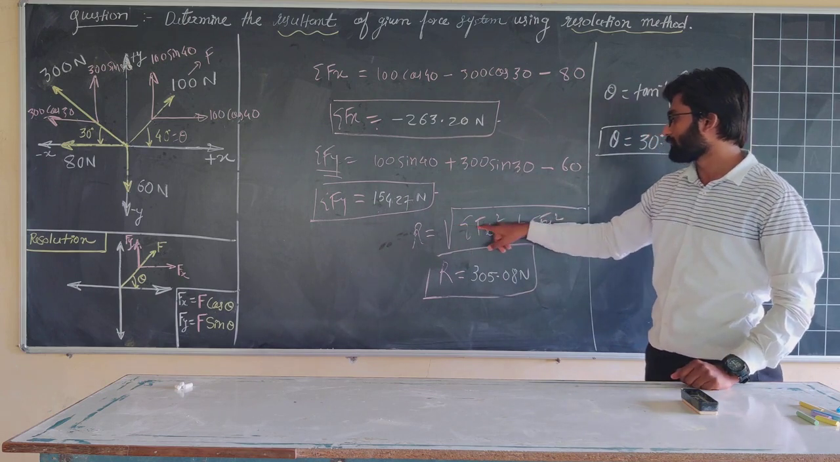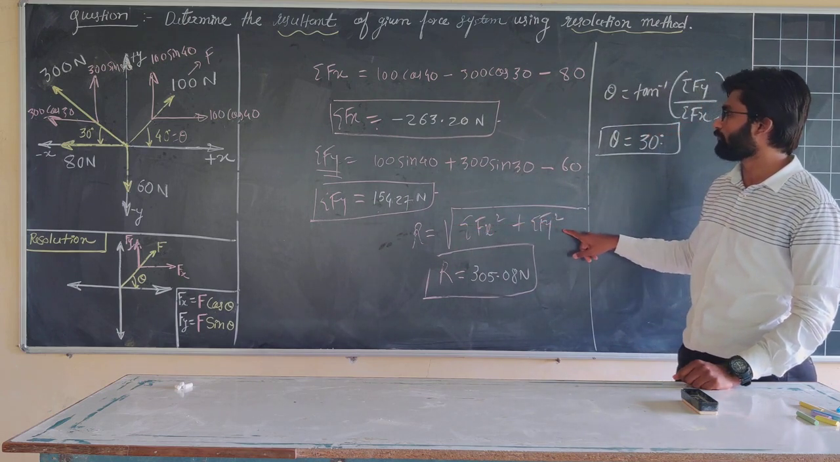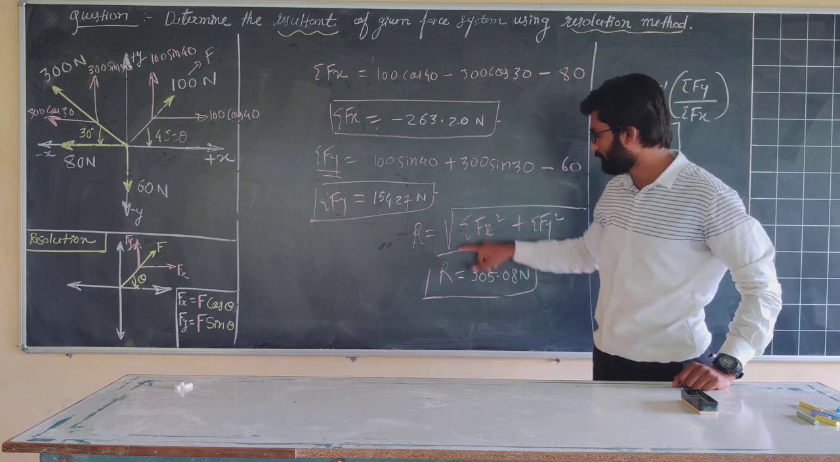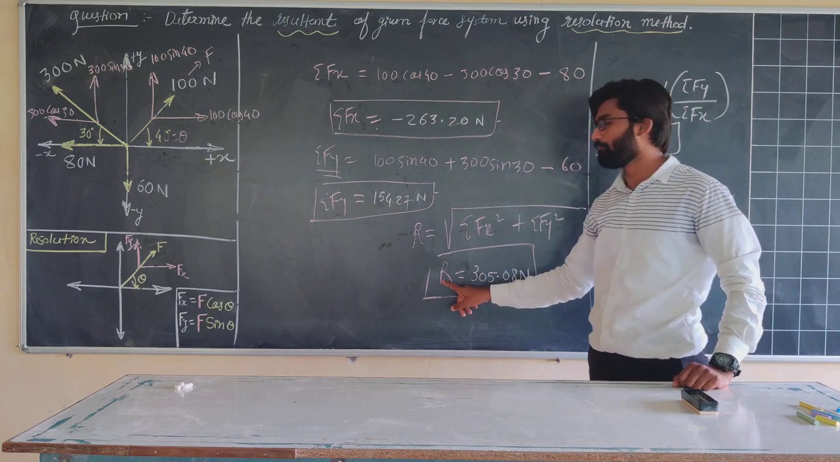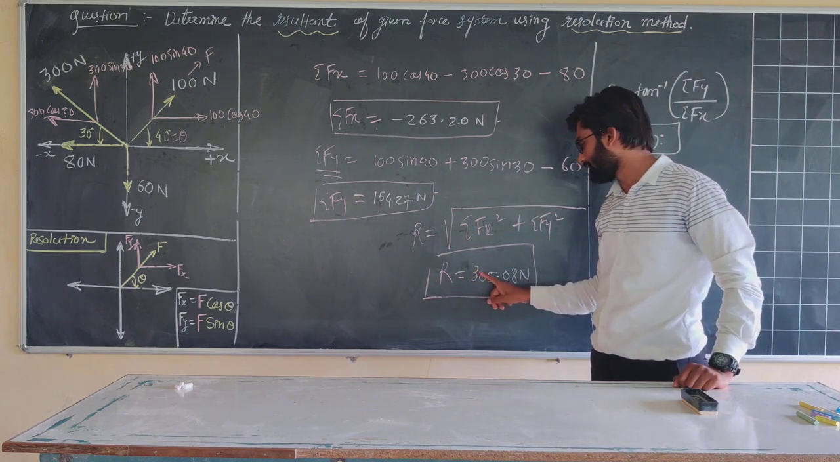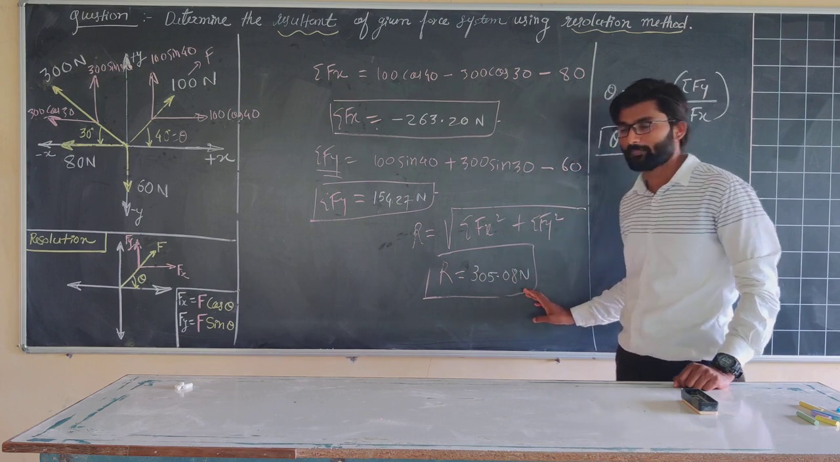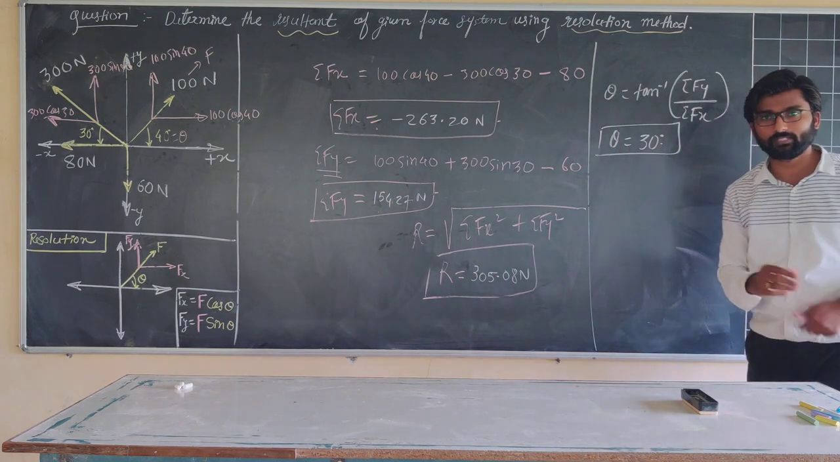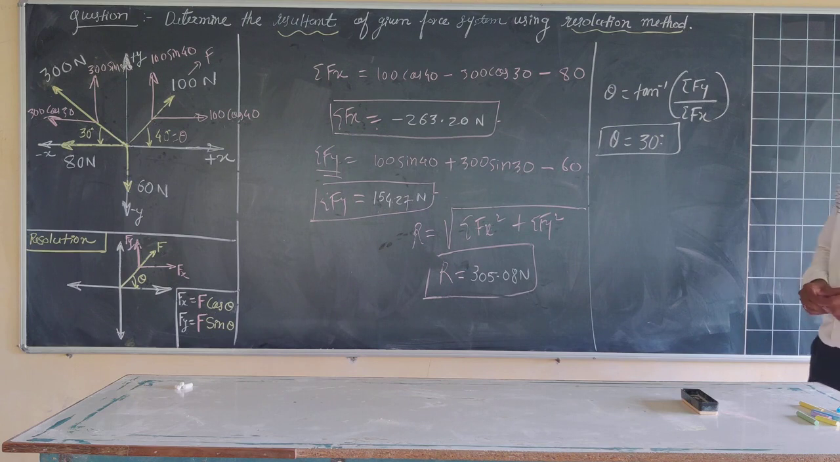Now to find the resultant, that is our main aim, the formula is the square root of summation of Fx squared plus summation of Fy squared. We already have these two values, so put them in and you will get the magnitude of the resultant as 305.08 Newton.